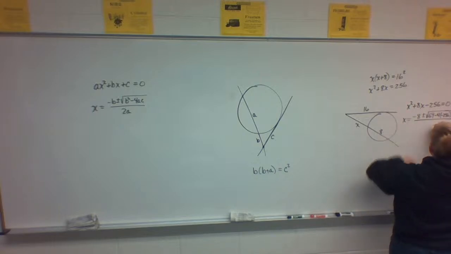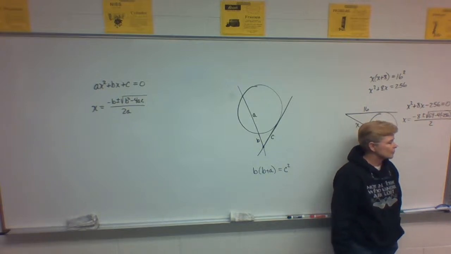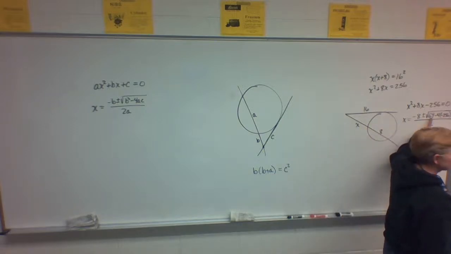Over twice A is 2. Yes. I thought you said it would never be negative. What? I thought you said it would never be negative. The 64. It won't be. That 64 is not negative. Oh. This could be negative. It's not. You'll see in just a minute.